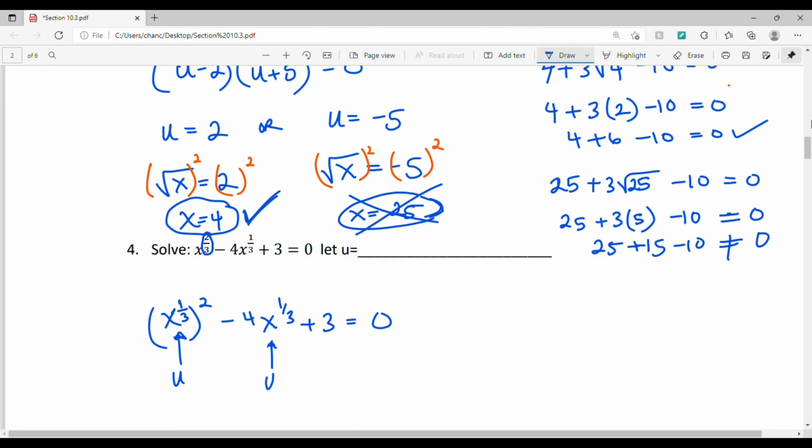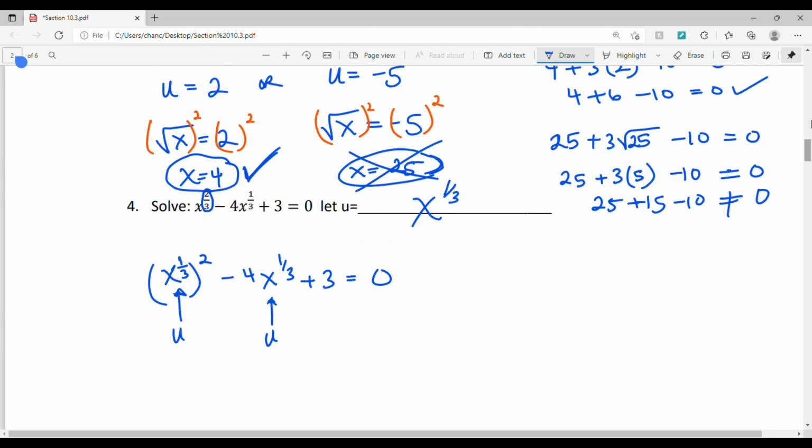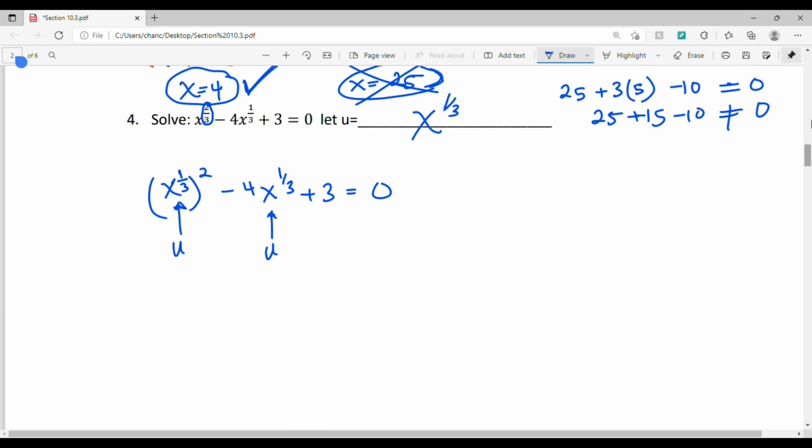And a tip for you is to look at the middle term. That typically is what our u substitution is going to be. So let u be equal to x to the 1/3. That's our substitution. So let's do that. Let's replace all of those x to the 1/3 with the letter u. So this is u squared minus 4u plus 3 equals 0. And now we can try to factor it if possible.